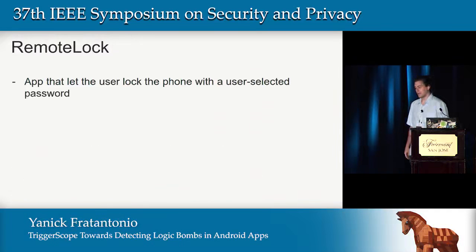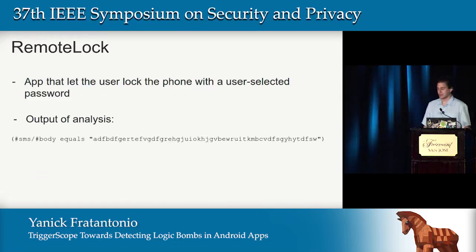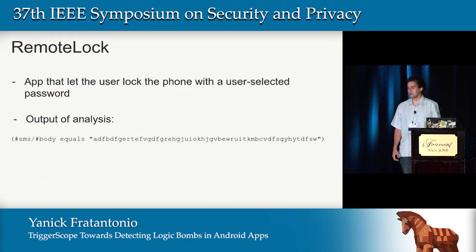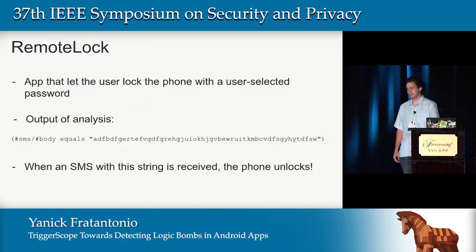More interesting, we found a remote lock application. It's an application that lets the user lock the phone with the user-selected password. And the tool identifies something like this. It's a body equal to a very, very long string. And it turns out that if you send an SMS like this, the phone unlocks. Again, another vector. Again, this application was found on the Play Store.